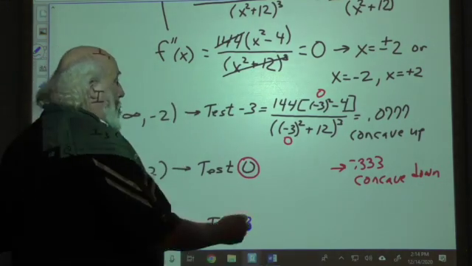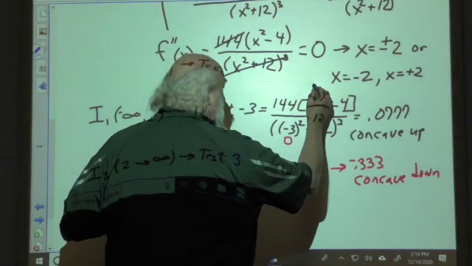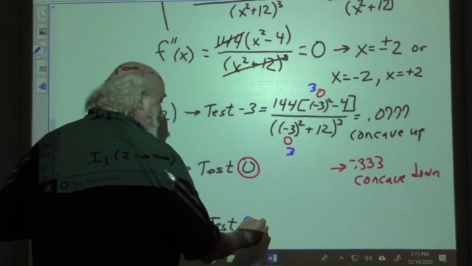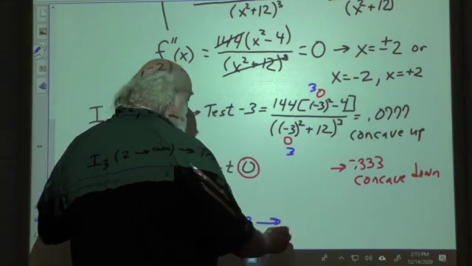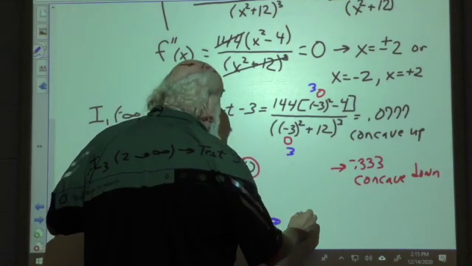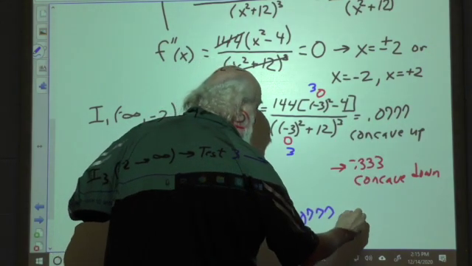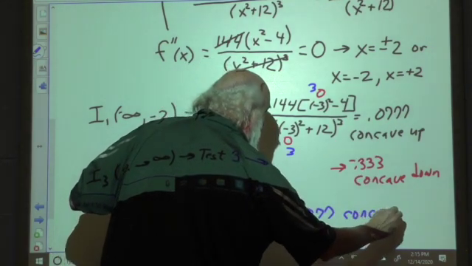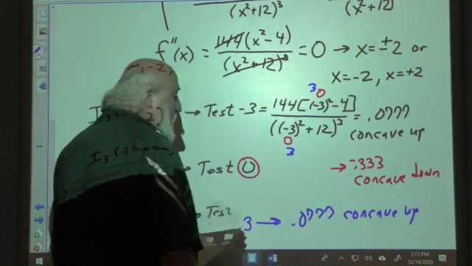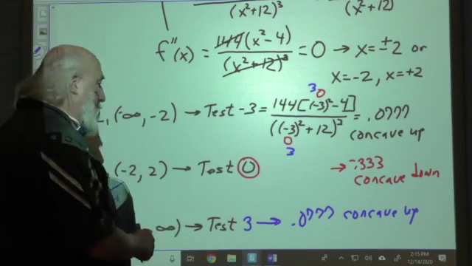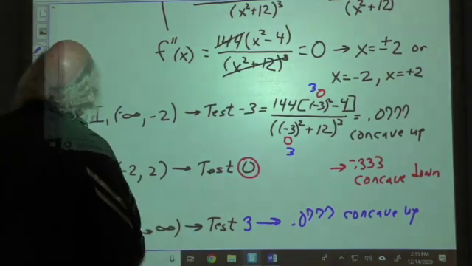So I'm going to put a 3 here instead of a negative 3, or 0, and 3 here. And when I do that, my value is positive 0.0777, which again, like this, is concave up. Which makes sense because the 7s are up. Okay, we'll stop there and move on to the next problem.